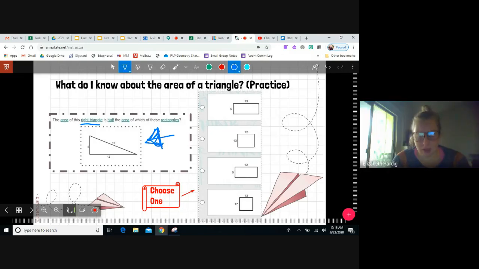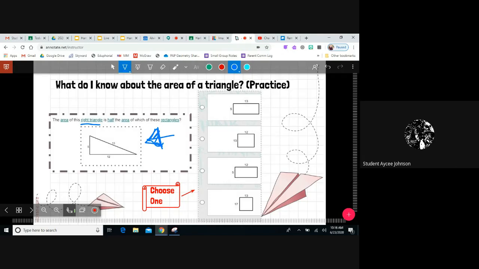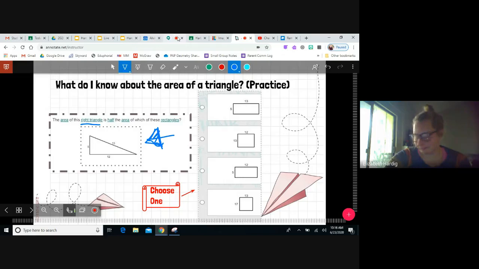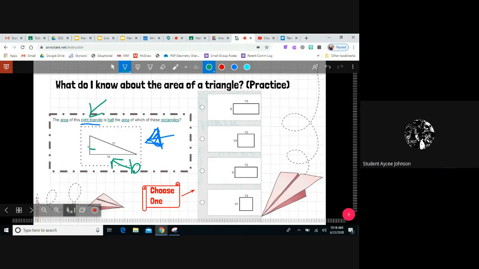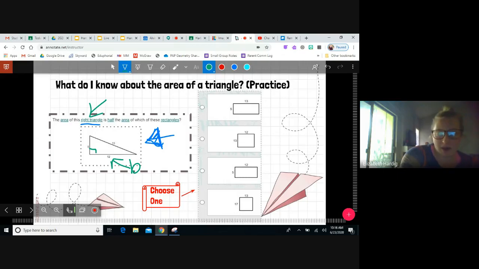What would the length of the base of that triangle be? Anybody? Okay, the length of our base right here would be the 12. And since we know this is a right triangle, that means that this is a right angle, which would make the 5 the height. Then I need to find the rectangle that has a base of 12 and a height of 5.